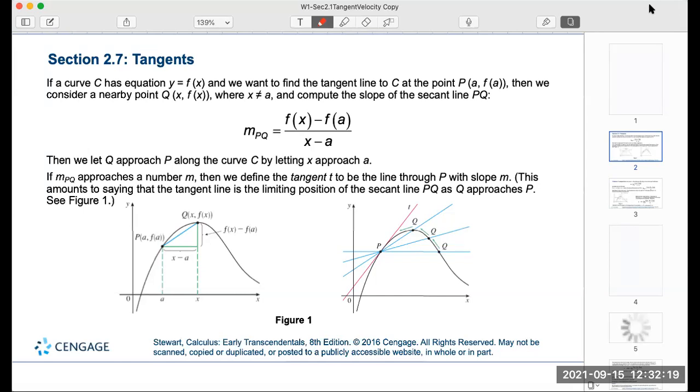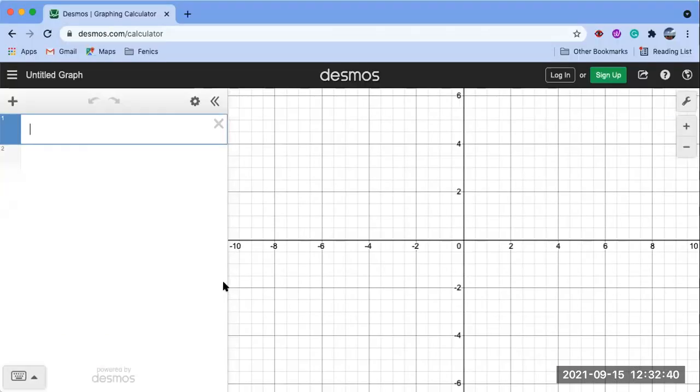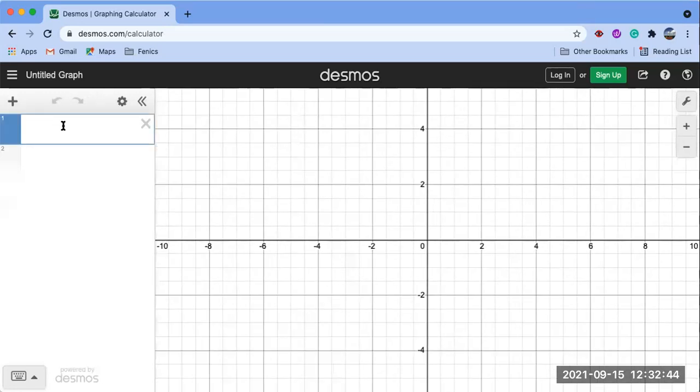This section is about tangent lines. Before we go to this concept, let us review a little bit about slopes that you have seen before. Let us play with this tool. It is a very useful tool, okay?